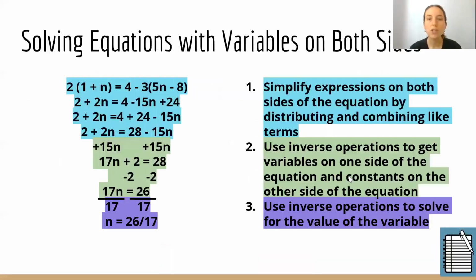All right, so let's zoom out a little bit so that we're super clear on the steps I took. My first set of steps is highlighted in blue. In these steps, I was simplifying the expressions on both sides of the equation by distributing and combining like terms. Next up, you see the second set of steps I took in green. In this set of steps, I was using inverse operations to get the variables to one side of the equation and the constants to the other side of the equation. And then lastly, in purple, you see my final steps, which were to use inverse operations to solve for the value of the variable, which gives us our solution.